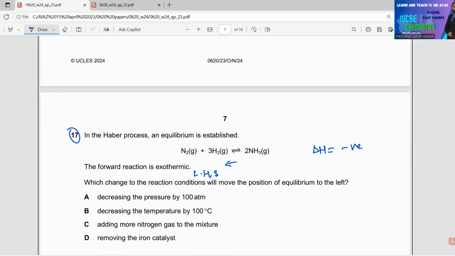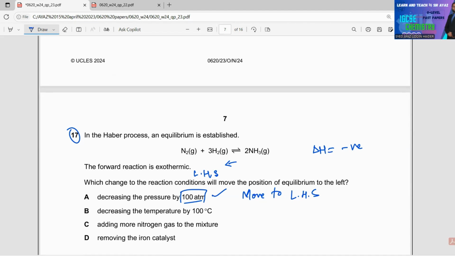Decreasing the pressure. What will happen if you decrease the pressure? We used to maintain high pressure in order to move the equilibrium to the right hand side, because increasing the pressure will shift the equilibrium to the side where there will be fewer moles of gas. But if you decrease the pressure, what will happen? It will move to the side with higher number of moles. So A looks correct to me because you have decreased the pressure, it will move to left hand side. So this must be the right statement.